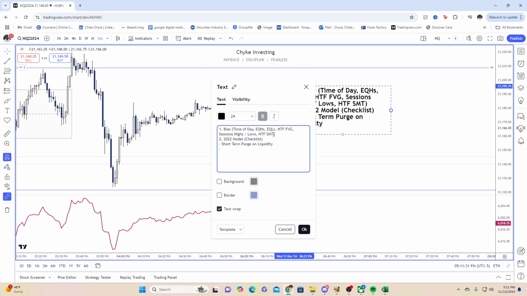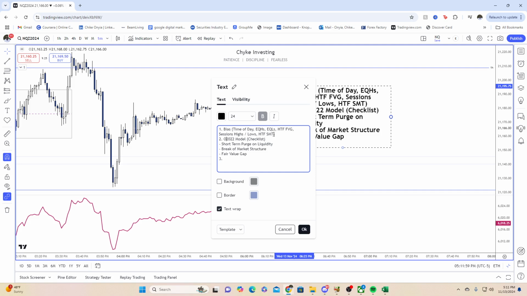And then you need to see a break of market structure. And then you need to see a fair value gap. So we've gone over all three of those things. Once you have a bias, and once you see these, that is the 22 model formation.